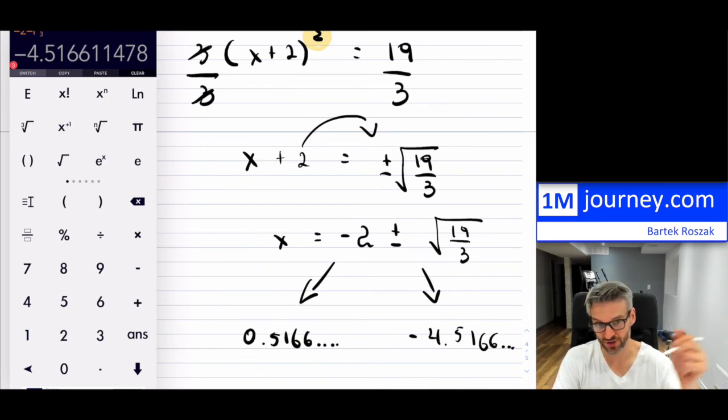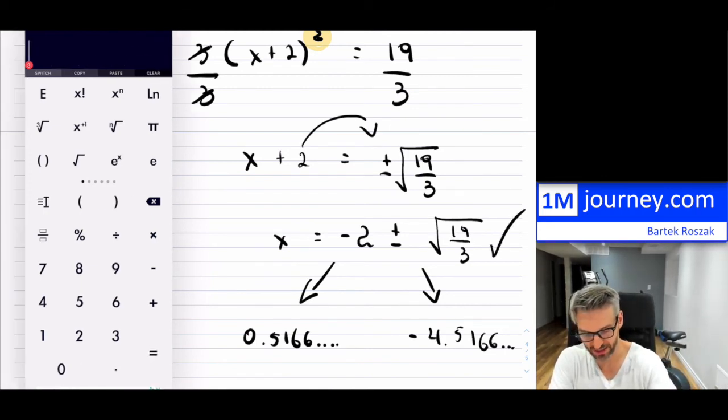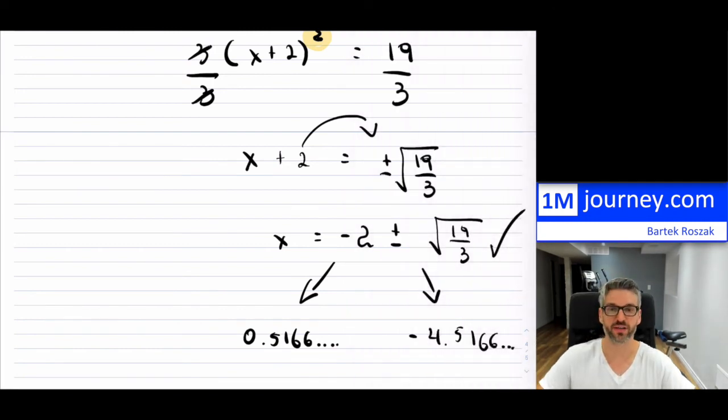Or even if you're just working on the back of an envelope or a scrap piece of paper, you would leave it like this. But this is perfectly okay. So that's another example of being able to solve a quadratic equation by transforming and completing the square.